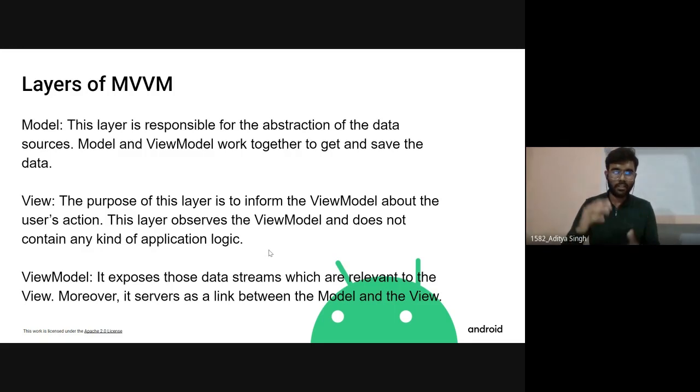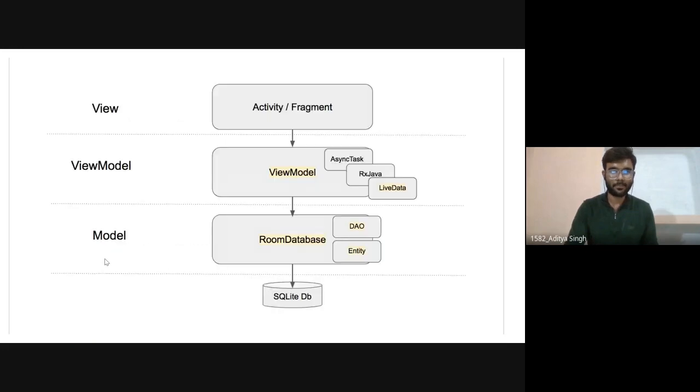Now you must have understood the three things: model, view, and view model, and how they are interlinked with each other. Here is a representation of all three. View deals with activity and fragment, everything related to UI, as I told you, presentation logic. All of that is dealt with by view. And view model deals with all the core business logic, the processing part, and live data also comes under view model.